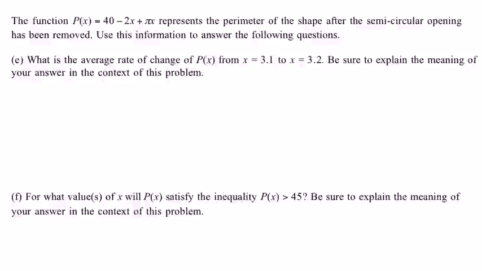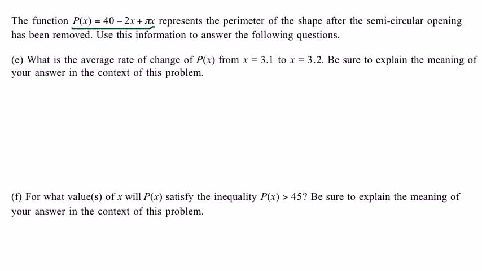This part of the problem actually provides us with a new function. This function p of x here, which is 40 minus 2x plus pi x, represents the perimeter of the shape after the semicircular opening has been removed. We're going to use this information to answer the following questions, parts E and F.